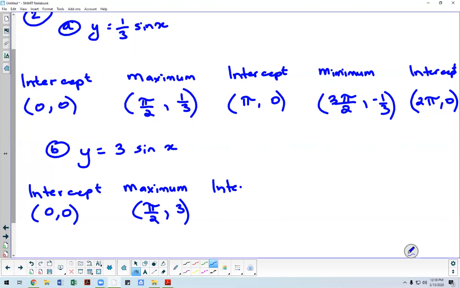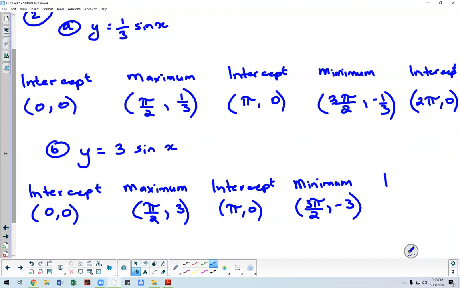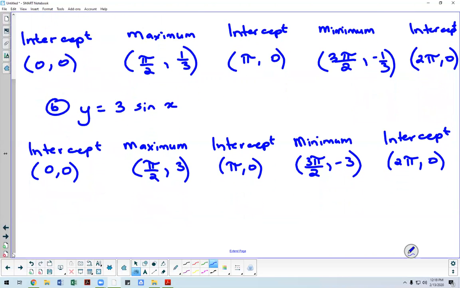Intercept will be at the same point again. So pi and 0. What will be your coordinate for the minimum? 3 pi over 2 and -3. Yeah, 3 pi over 2 and -3, right? And then you're back at the intercept again, which will be at 2 pi. So you can see your intercept doesn't change, right? Even if that amplitude changes, it's just going to be the y coordinates on your maximum and minimum points, which actually reflect that change that happens.